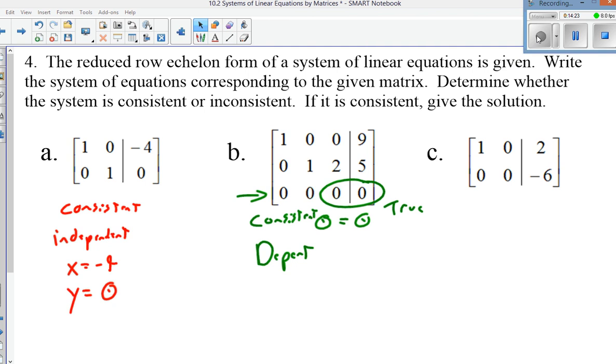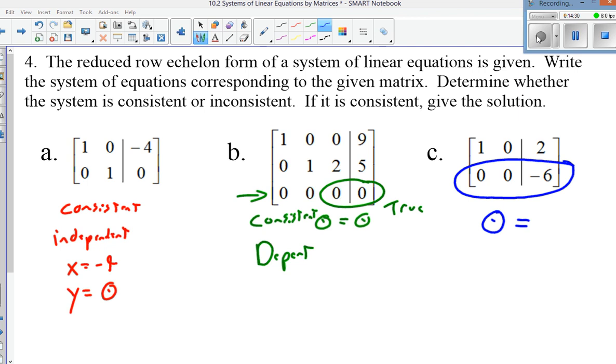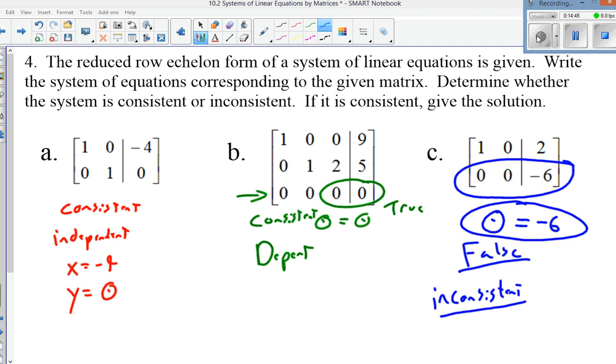If you end up getting a false statement, so something like this, where you're getting that 0 would be equal to -6. That's false. In this case, this means that it's going to be inconsistent. Okay, there aren't any solutions. Well, when you reduce it, you get a fallacy, which is 0 is equal to -6. Well, it's going to be inconsistent, no solutions.